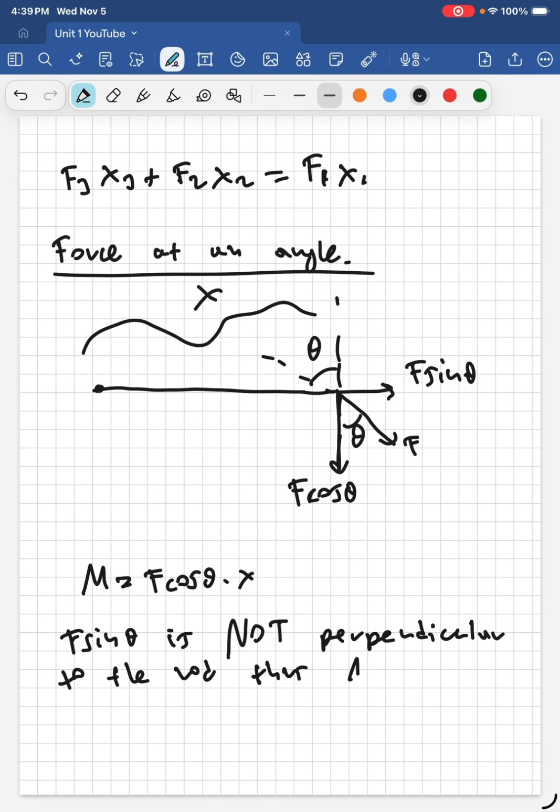Thus, the moment it exerts is 0, okay? So for any force that is not perpendicular to a rod or to an object that has a pivot point, etc., the moment is 0, okay? That's a really important thing to have in mind.